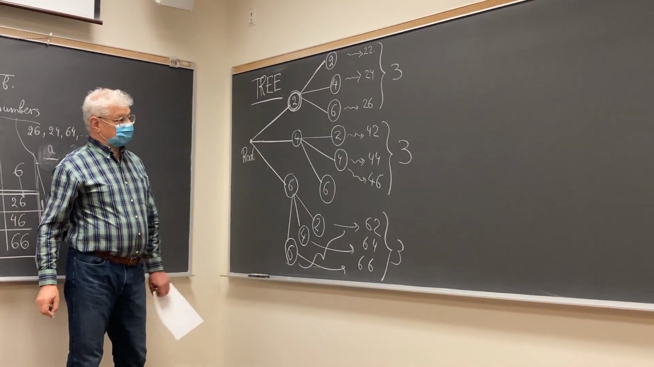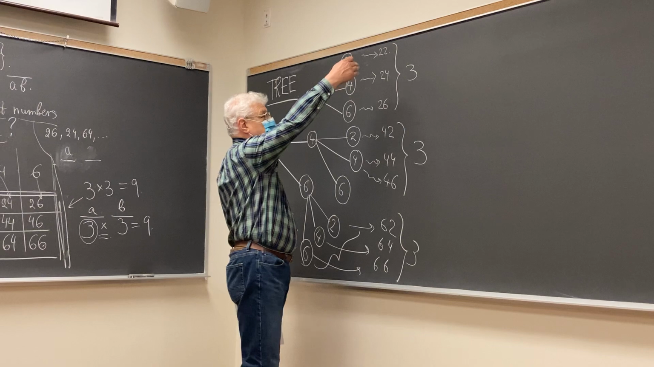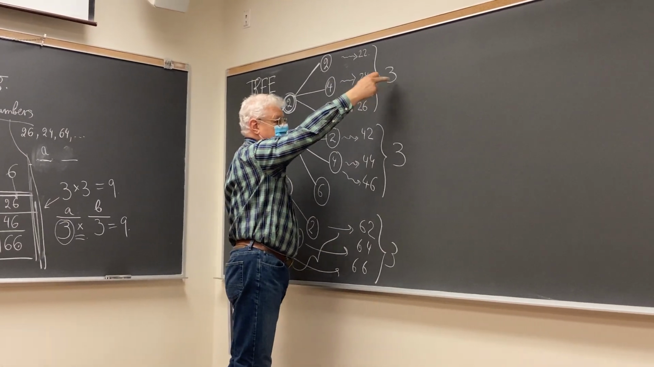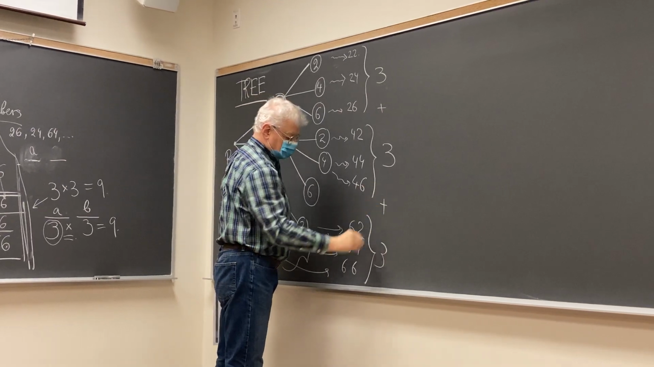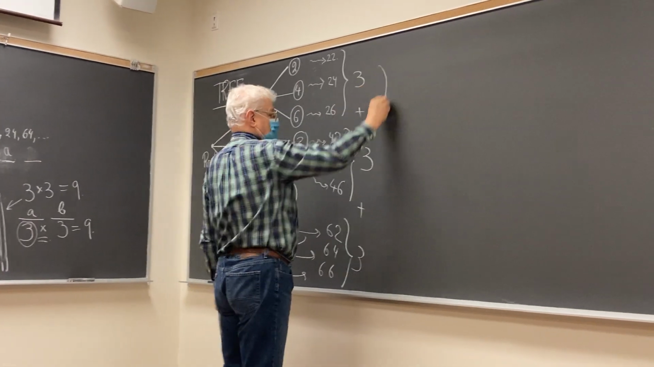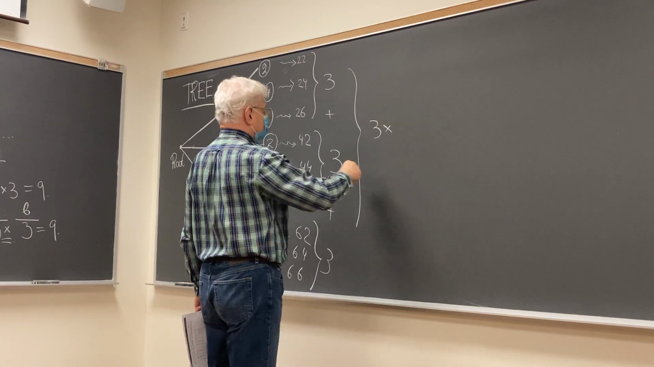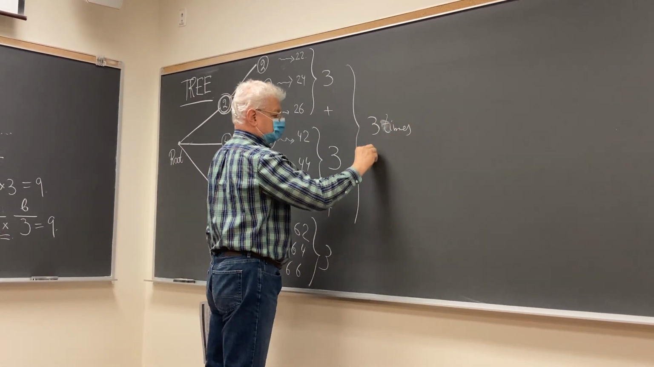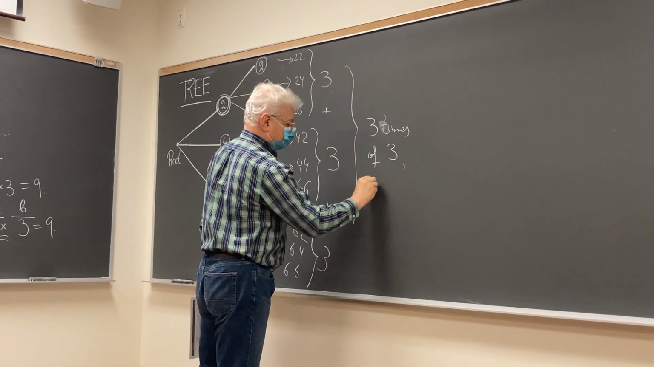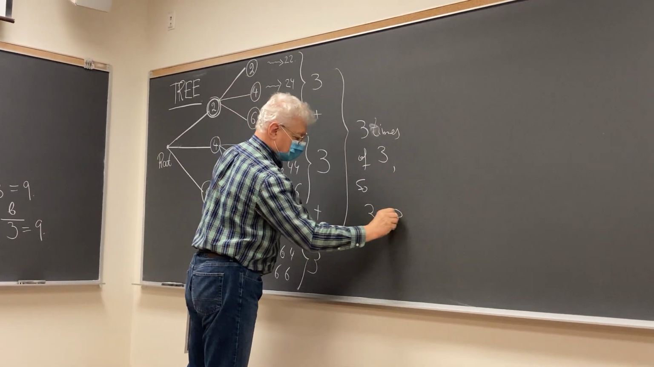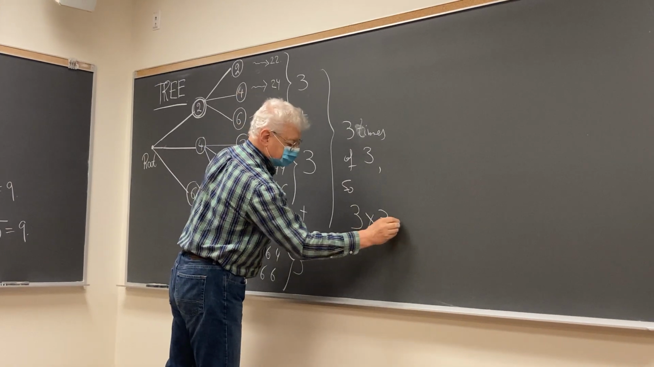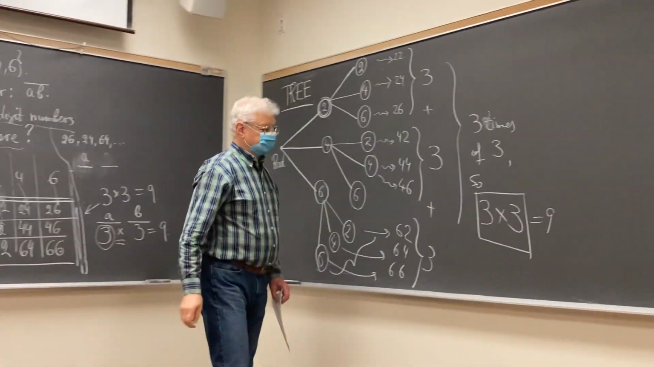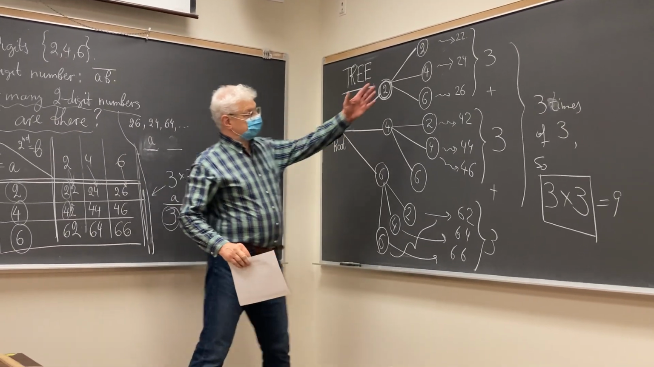Now, after that, what do we have to do? We have to count all the numbers. So we have to add 3 numbers from here, 3 numbers from here, and 3 numbers from here. What is that? It's just 3 taken 3 times. So that's why we multiply 3 by 3. And the answer is 9. That is the important part: 3 multiplied by 3.